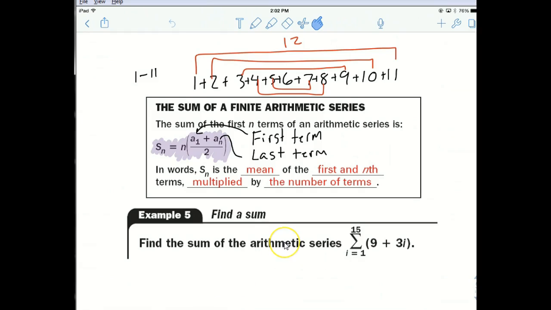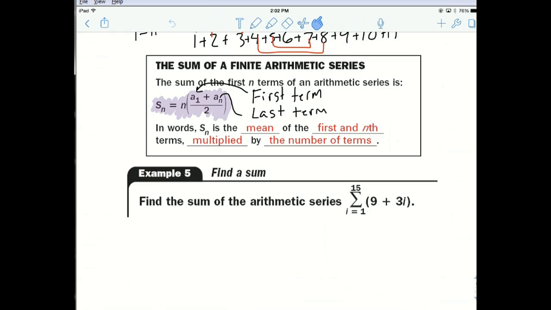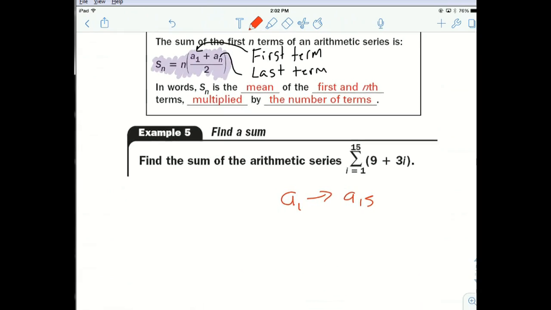All right, so we will try and find the sum here using this formula. Here we've got summation notation. We're summing from the first term up until the 15th term. So we're summing a sub 1 all the way to a sub 15, and we just need to find those values. So we can plug in 1 and plug in 15. If you plug in i equals 1, we would have 9 plus 3, which is 12. And then a sub 15 is 9 plus 3 times 15, that's 54.